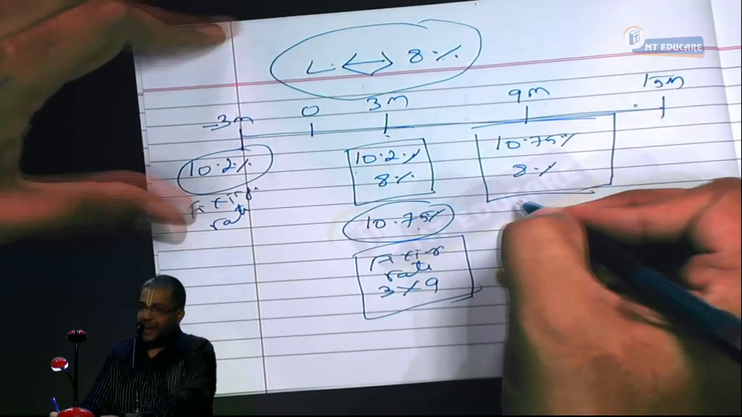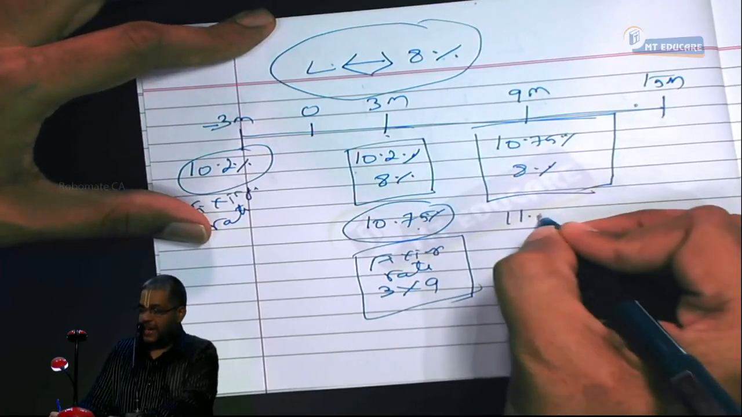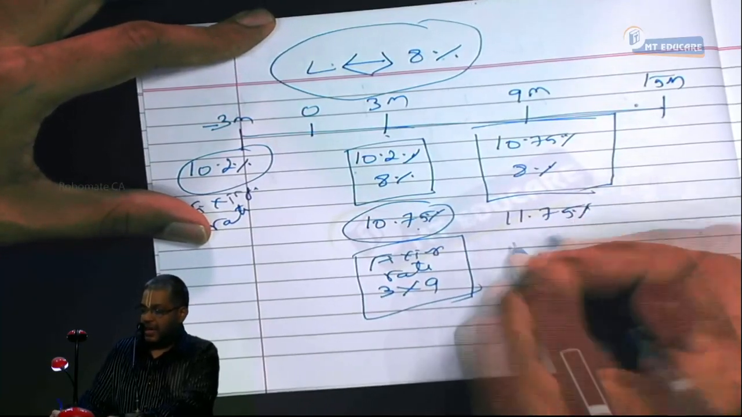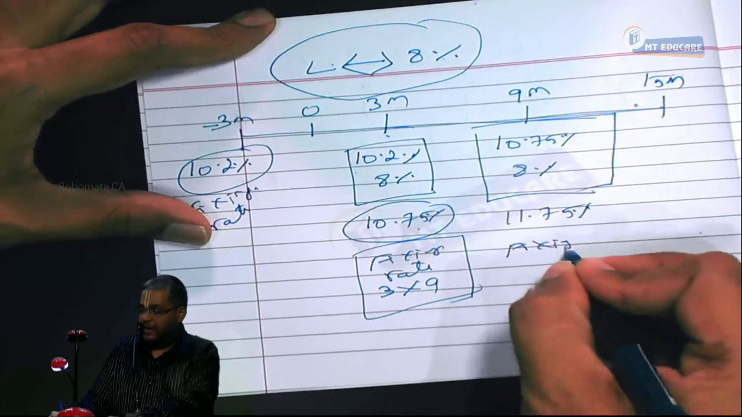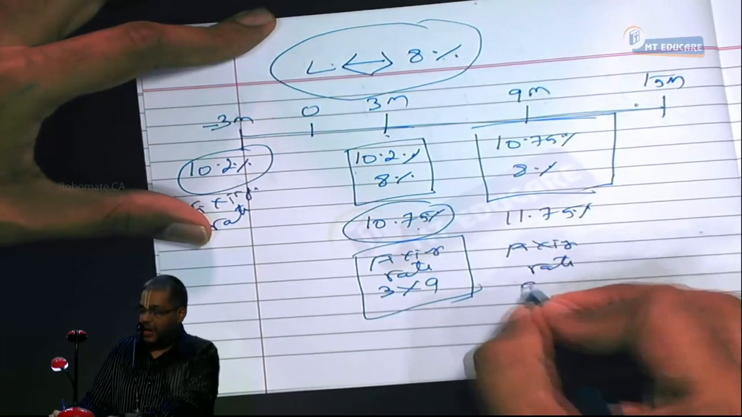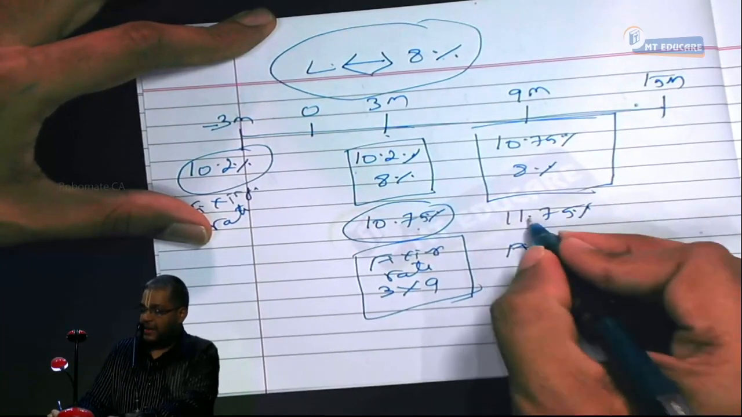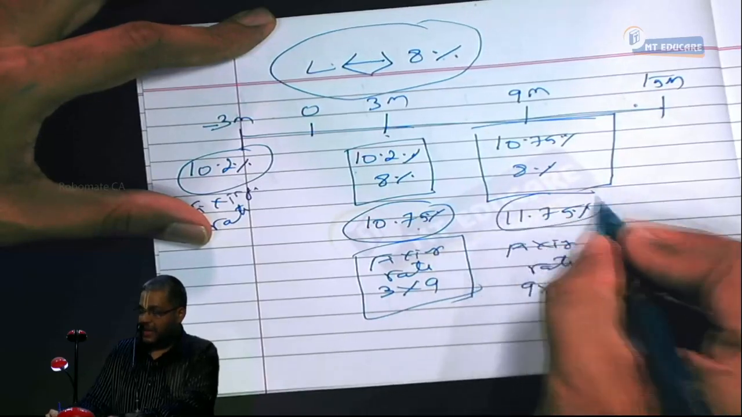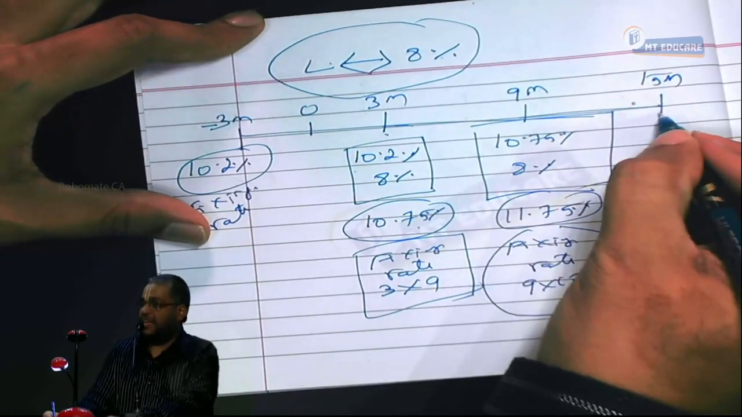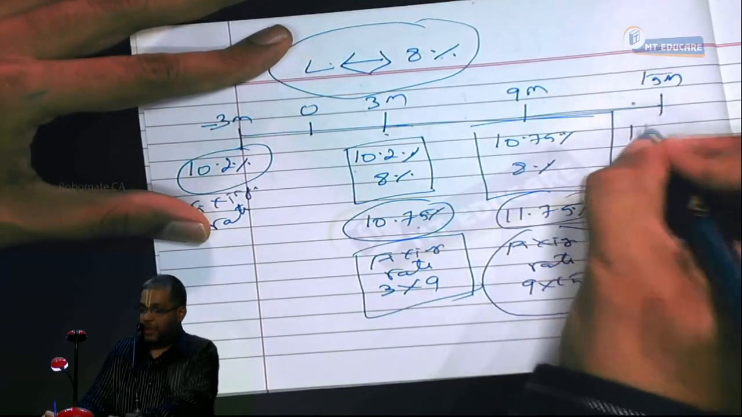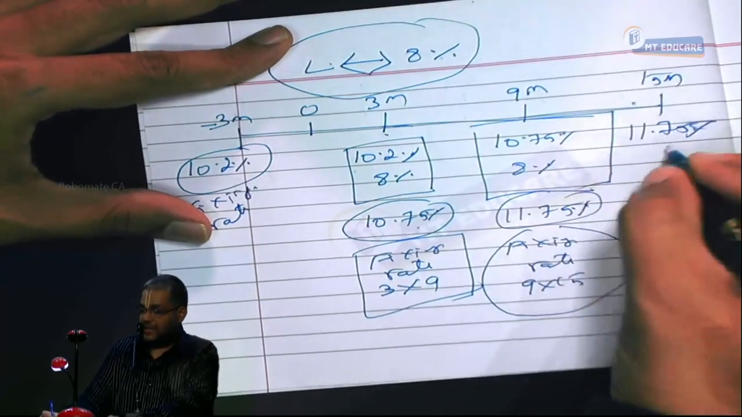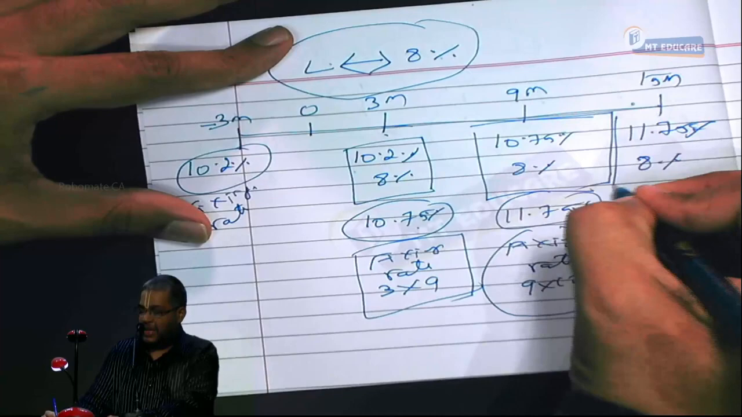Again, I fix another rate. What rate is to be fixed here? 11.75. This is the fixing rate, which is 9/15. The rate is fixed in which month? The 9th month, to be exchanged in the 15th month. On the 15th, 11.75 is exchanged against 8%.